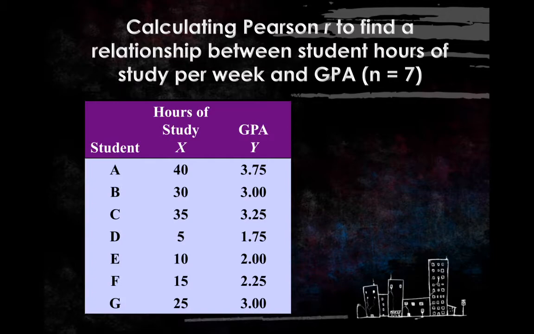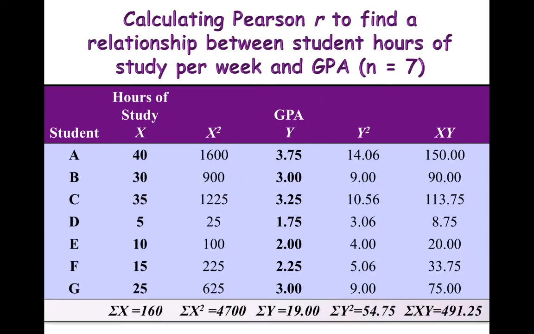Okay, let's get into our sample. So we have how many students? We have 1, 2, 3, 4, 5, 6, so 7 students. And we're going to ask, what's the relationship between how many hours they study a week and their GPA? So in the X column, in the X category, we have their hours of study per week. And then in the Y category, we have their GPA on a 4-point scale.